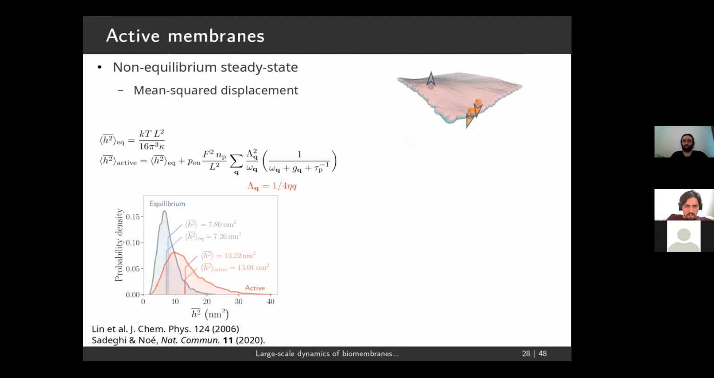And so I have looked at the mean square displacement that the existence of these pumps would induce in the membrane. So in the blue curve, we have the equilibrium case without these active forces. The orange curve is when the pumps are active. And you can see that it very visibly shifts the distribution of the squared height on the membrane.